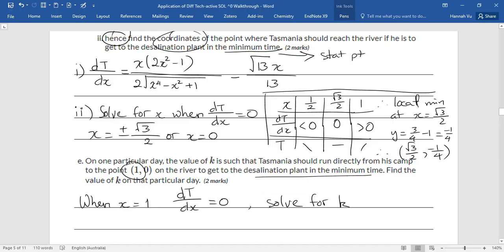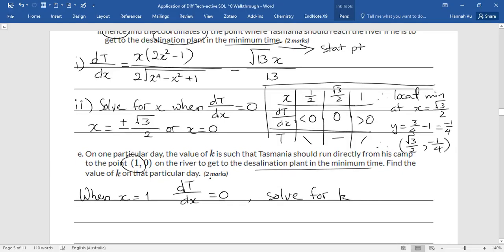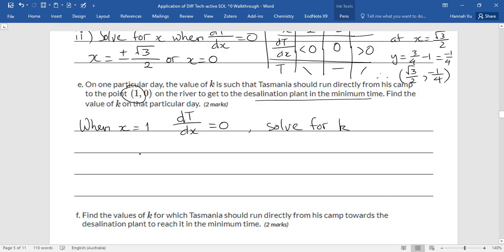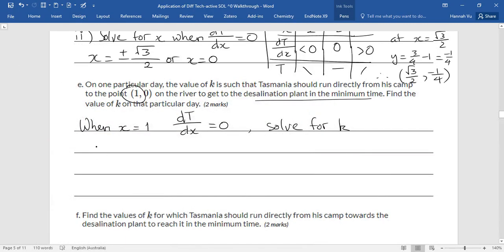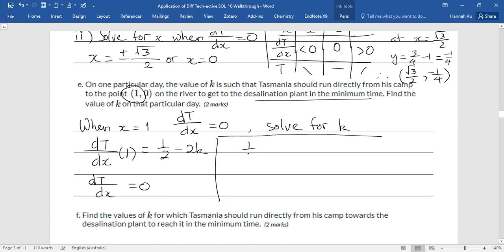That's nicely done. I'll write something down as well because the question was worth more than a mark. So dt dx of 1 is a half minus 2k. So when dt dx equal to 0, a half minus 2k equal to 0, and then you would get k equal to a quarter.